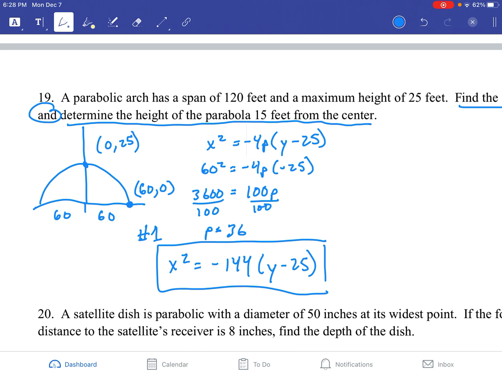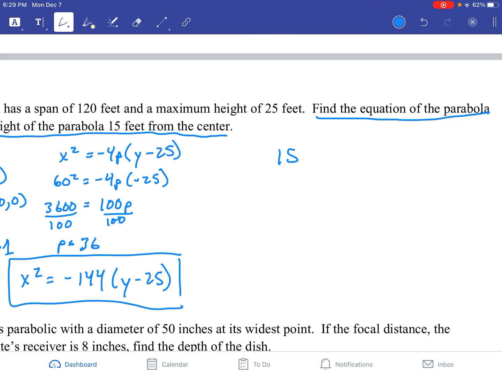All right, for answer number 2, we want to find out what is the height of the parabola 15 feet from the center. So if we go out 15 feet from the center of the parabola and go up, we want to find out what this point is. So that's 15 feet, but we don't know the y value. Well, all we have to do is put 15 in for the x term, and then solve for y.